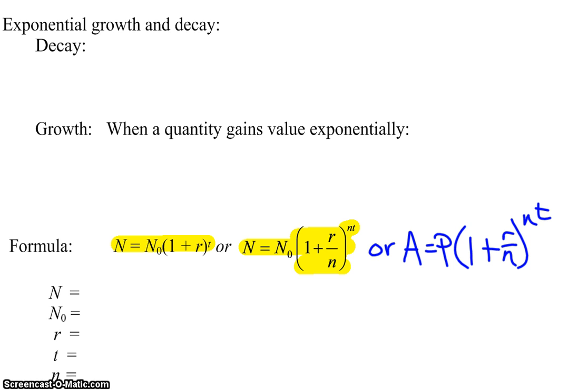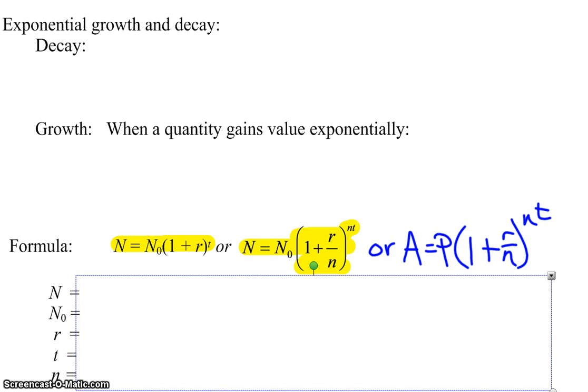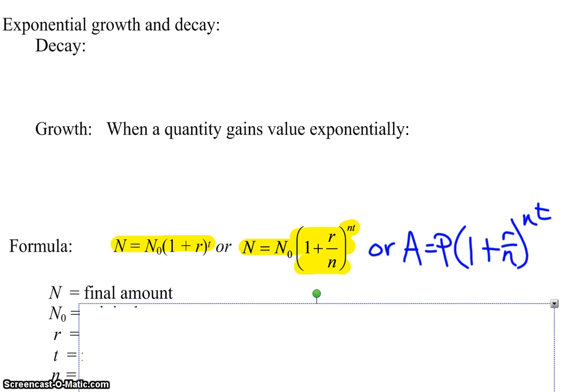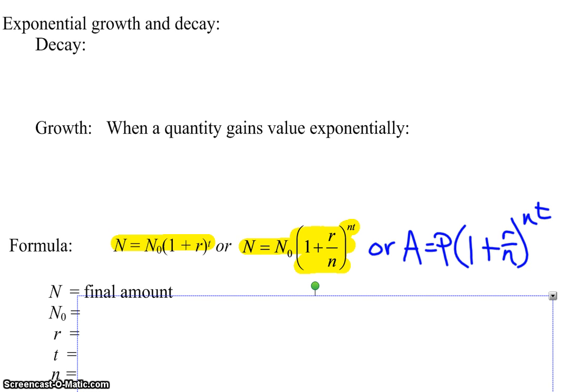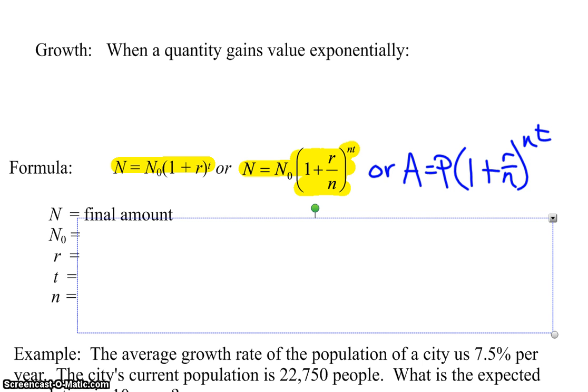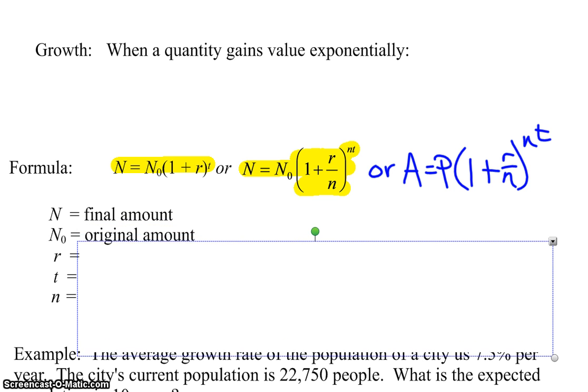It's the same formula, except instead of N representing the final amount, A represents the final amount, and instead of N sub 0 representing the original amount of whatever item it is, P represents the principal or amount that you put into the account. So basically N represents the final amount at the end of the compounding period of time. N sub 0 is how much you started with.